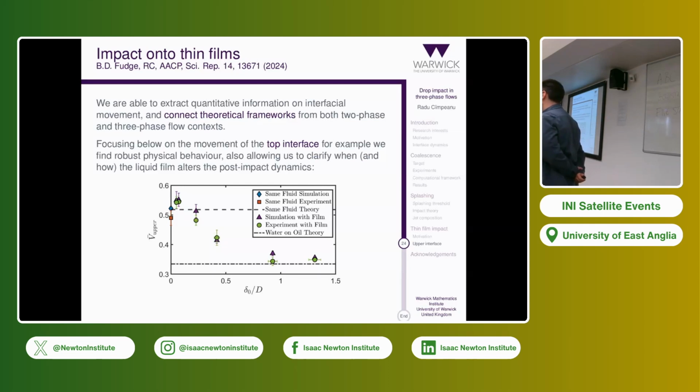Thank you, Radu. You just spoke a lot about viscosity ratios and density ratios. You didn't really mention surface tension ratios between the droplet and the pool. So what would you see if you had different surface tensions? What do you think you would see in those kinds of cases?